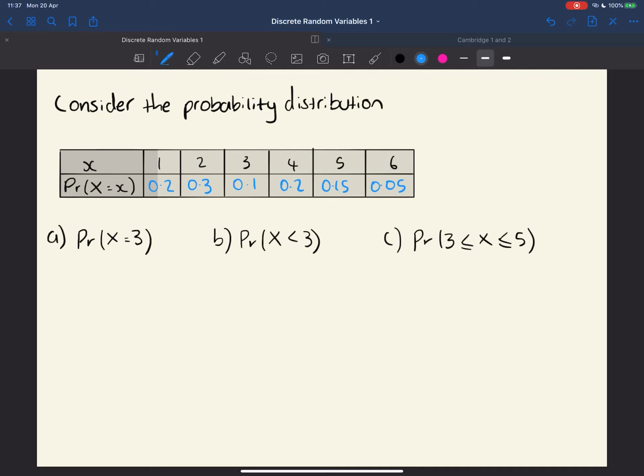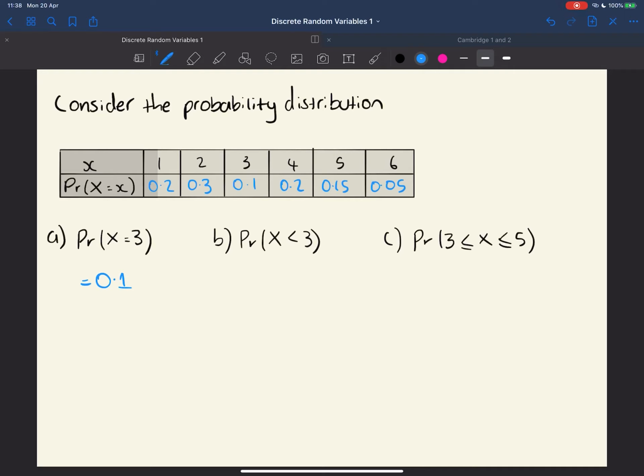What is the probability? So we're looking at part A now. What is the probability of the variable being a 3? And we have the answer. We go to 3 and we just read the probability because these are all probabilities. So our answer equals 0.1.